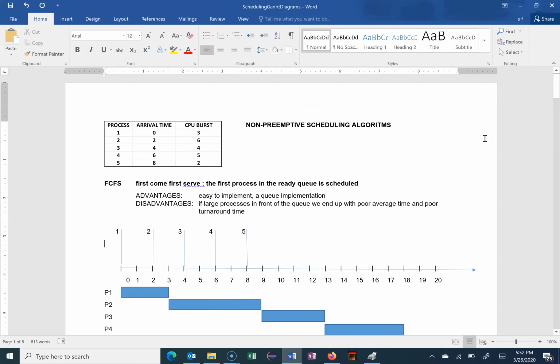We're going to go over Gantt diagrams that show the use of the CPU based on time. And we're going to use this table. This table will be used for all the Gantt diagrams, for all the scheduling algorithms that we're going to cover. We have 5 processes. The arrival time represents the arrival time in the ready queue, so at what time the process arrived in the ready queue.